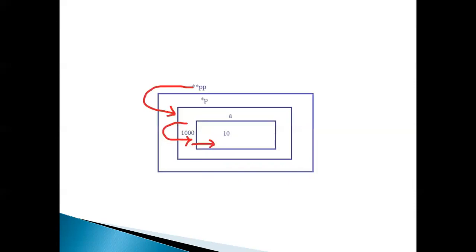See this diagram. pp is a pointer to pointer, and this pp points to another pointer p, and that single pointer p points to the location 1000. And what's the data stored in 1000? 10. So this time also 10 will be displayed.